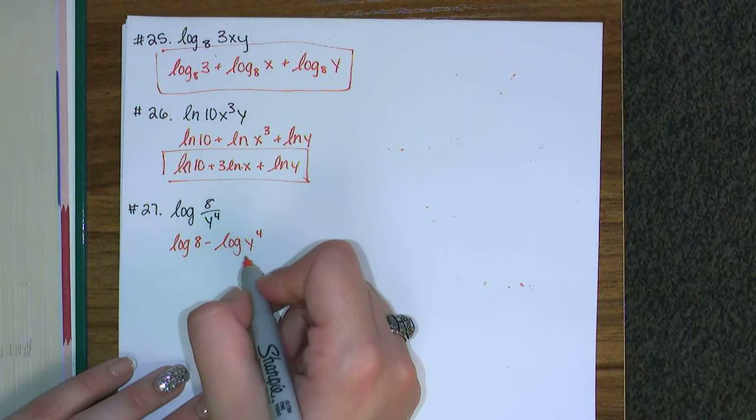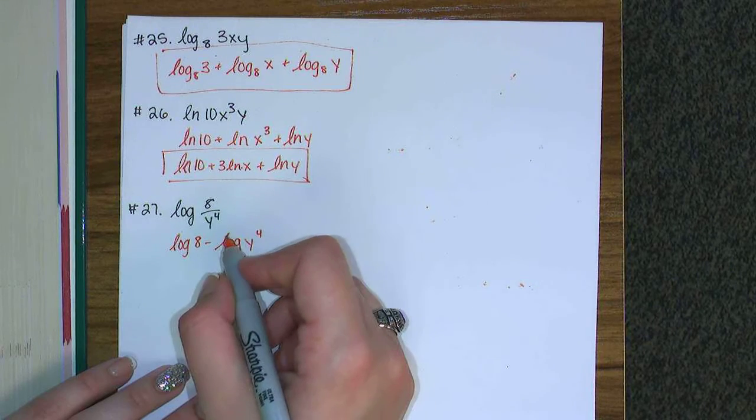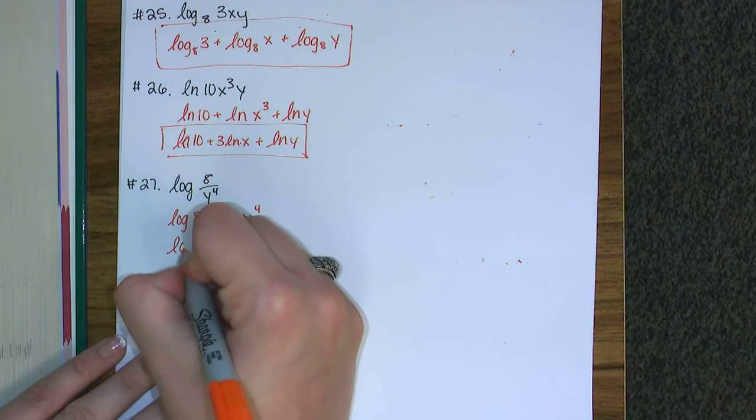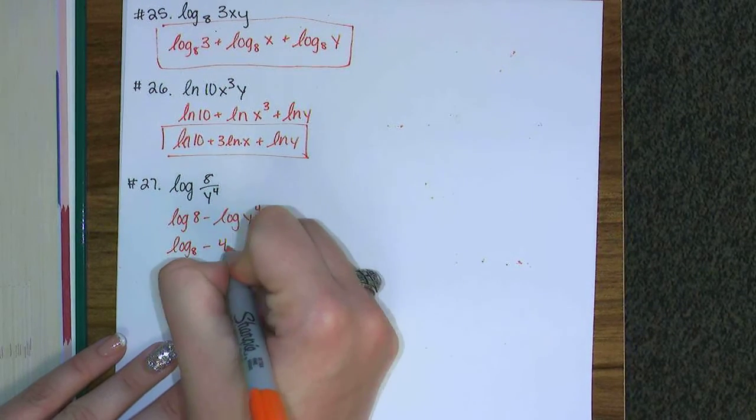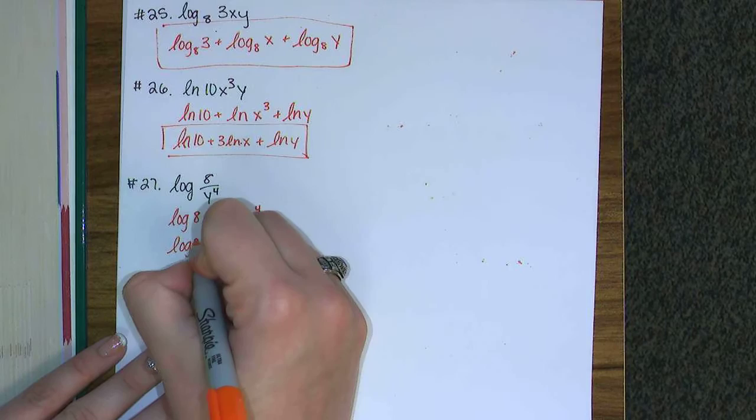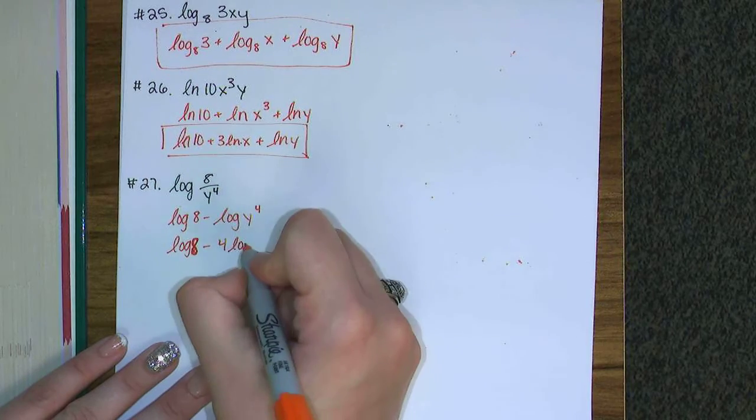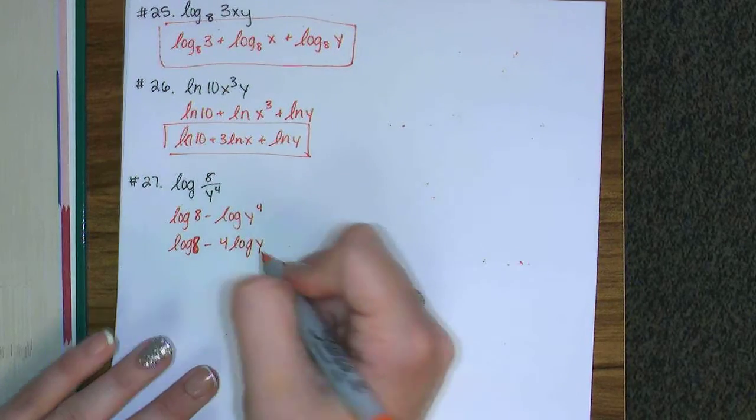Rewrite this here with the power rule. I got to throw it out front. So log of 8 minus 4, or sorry, not log base 8, that's log of 8. Sorry about that. Log of y, so minus 4 log y.